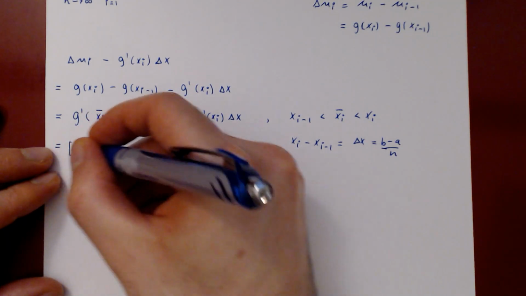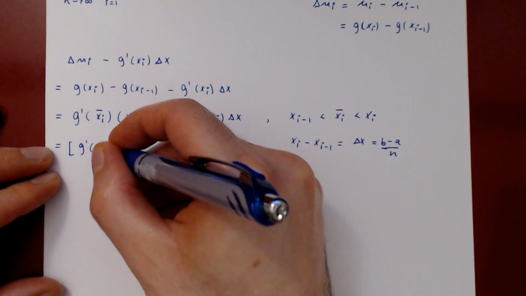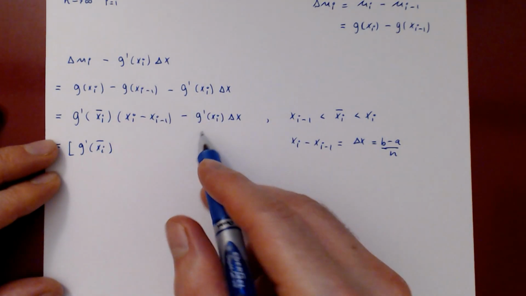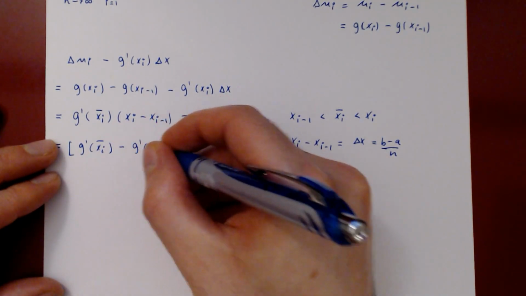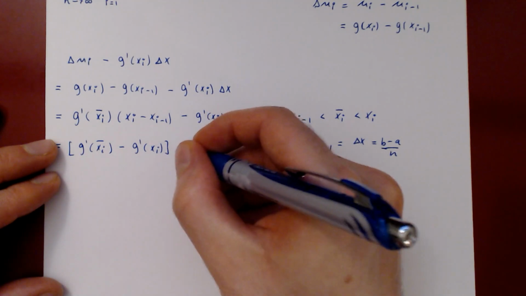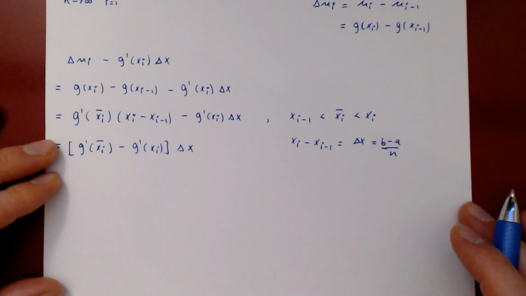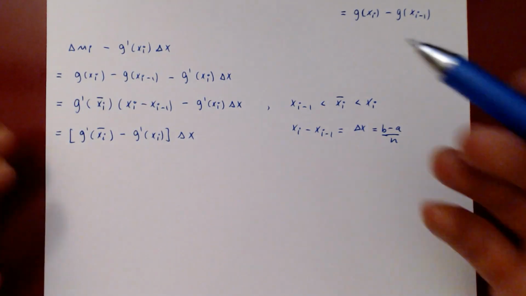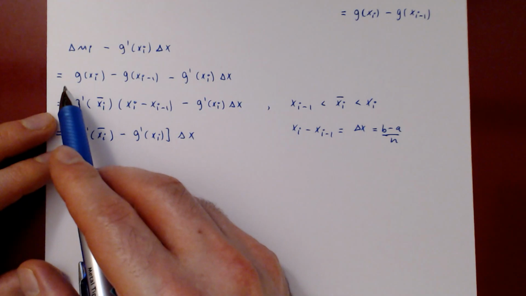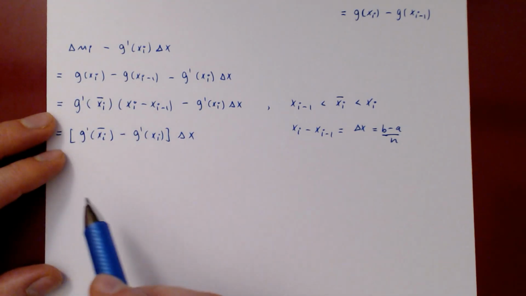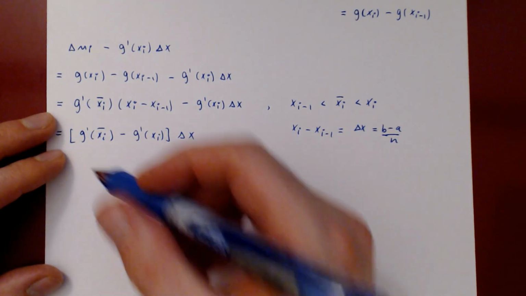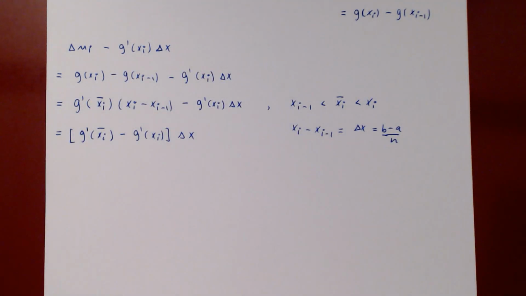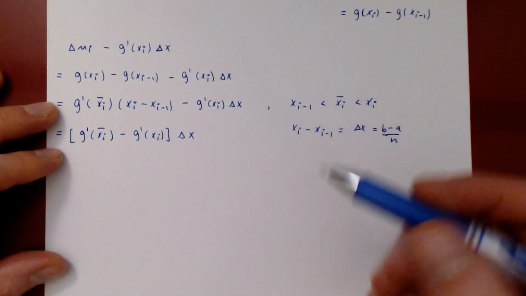So we have now g prime at xi bar minus g prime at xi times delta x. And now we can repeat the argument of the mean value theorem of differentiation one more time. We had originally a difference of g values. Now we have a difference of g prime values. So again, we assume here that all the functions and their derivatives are also differentiable. So g prime is assumed to be differentiable.